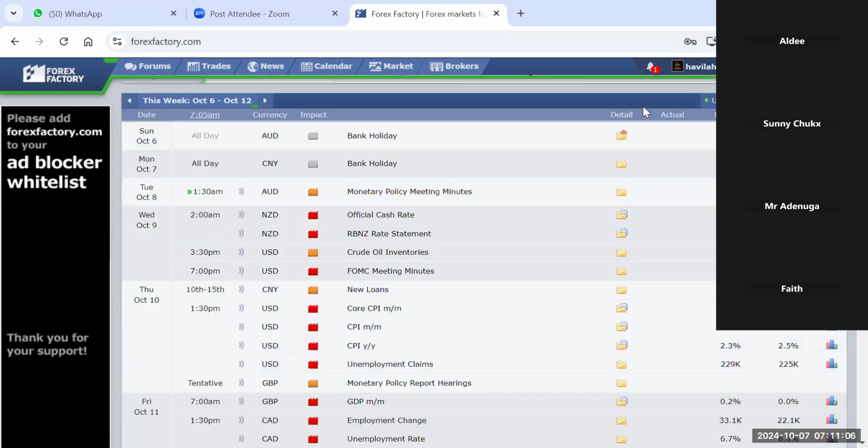So today, Monday, we have a bank holiday on CNY, so we really don't have any tradable fundamental event for today. The week starts fundamentally tomorrow, Tuesday, 8th of October, at 1:30 a.m., with the monetary policy meeting from Australia. And on Wednesday, at 2 a.m., there'll be the official cash rate and RBNZ rate statement from New Zealand. RBNZ means Reserve Bank of New Zealand. They're having their own interest rates. That's what this is all about.